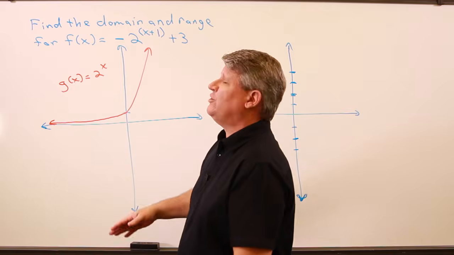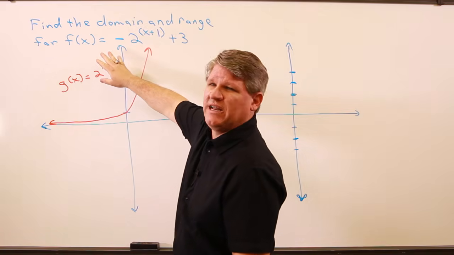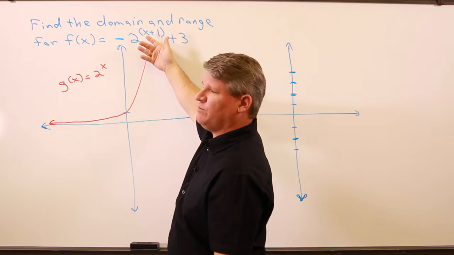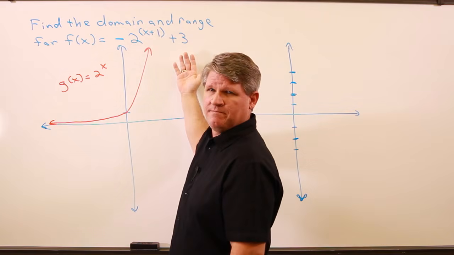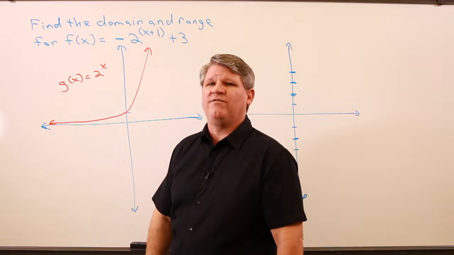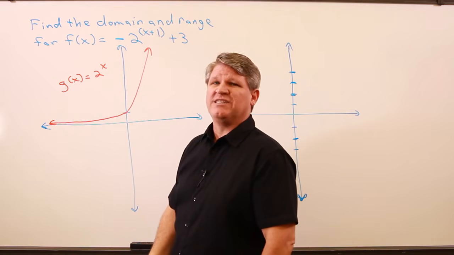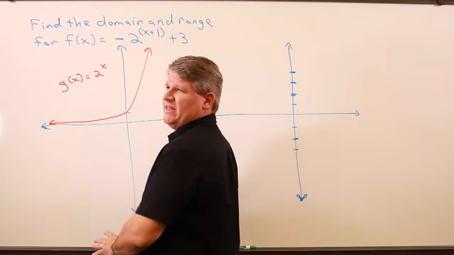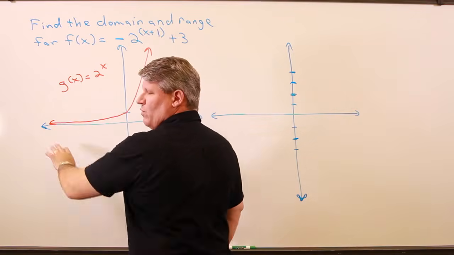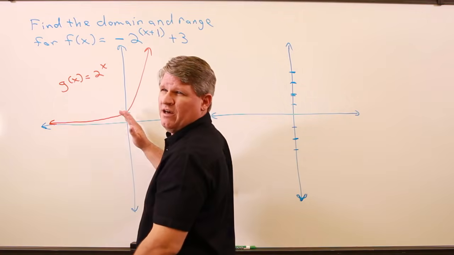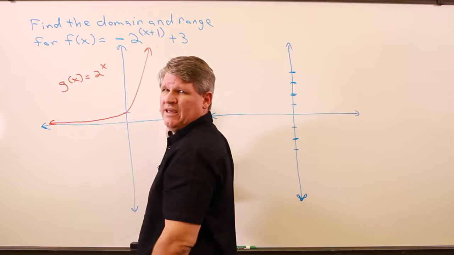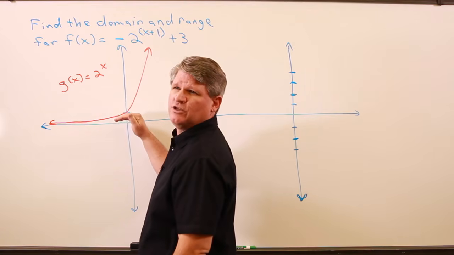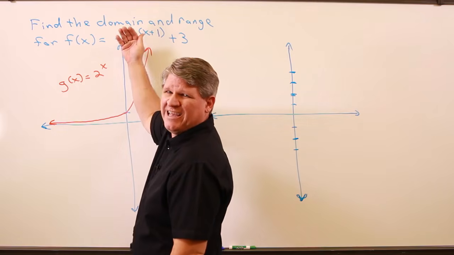We are asked to find the domain and range of the exponential function f of x equals negative 2 to the x plus 1 power plus 3. The easiest way to find the domain and range of a function is to think about its graph. Remember, domain is found by taking the x-coordinate of the leftmost point to the x-coordinate of the rightmost point, and the range would be the y-coordinate of the lowest point to the y-coordinate of the highest point.